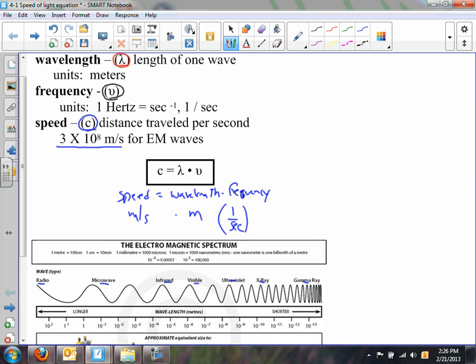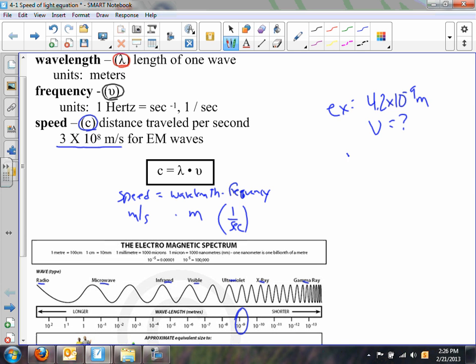So as an example, let's assume we're dealing with ultraviolet light. Right down here, something on the order of 10 to the negative 9th meters. So let's say I have light that is 4.2 times 10 to the negative 9th meters. And I want to figure out what is its frequency.